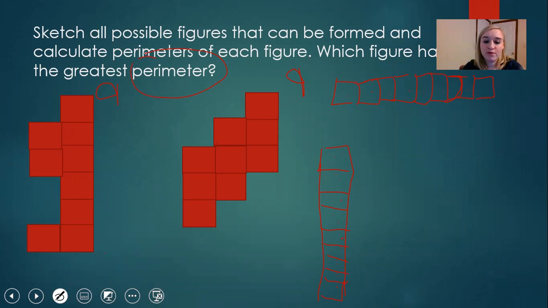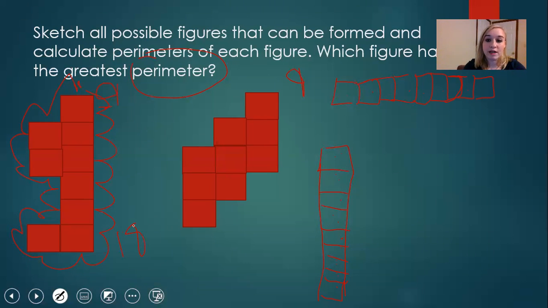So now it's asking about the perimeter. So how do we find the perimeter? Well, what we do is we take each side of these boxes and we count all the way around. So if we're going to count the perimeter for these, we're going to start here. We go 1, 2, 3, 4, 5, 6, 7, 8, 9, 10, 11, 12, 13, 14, 15, 16, 17, and 18. So the perimeter around the boxes is 18.